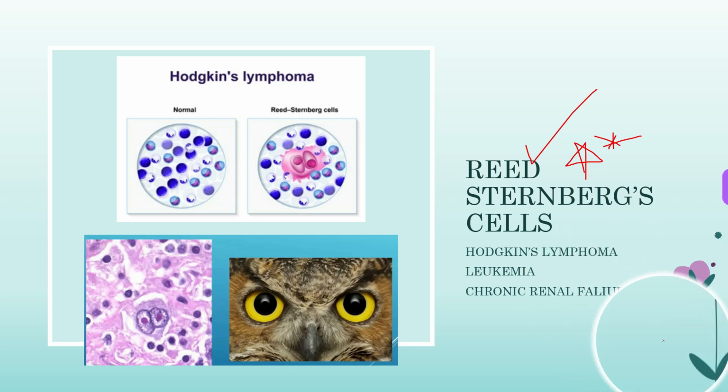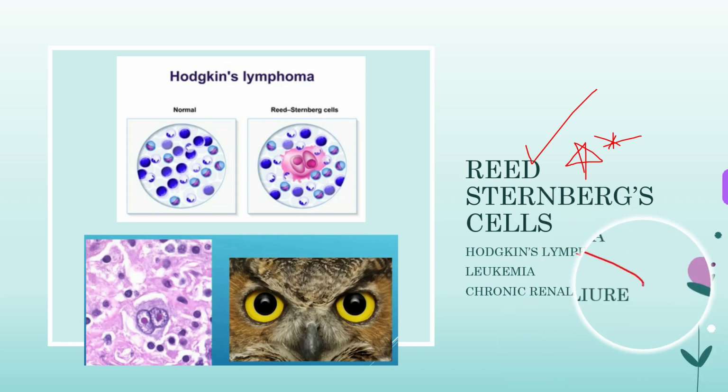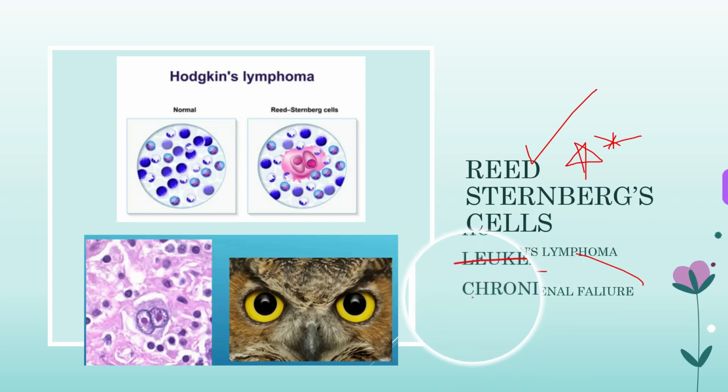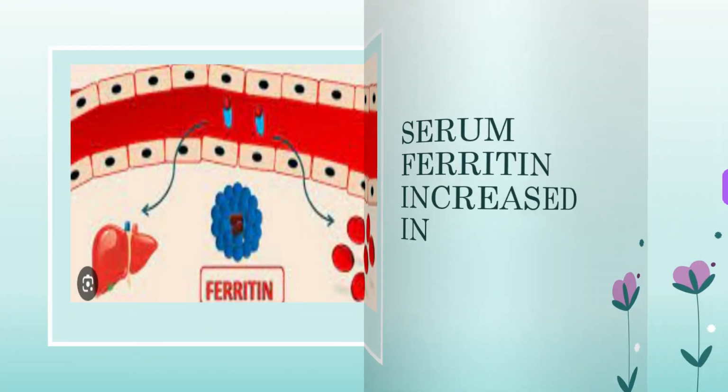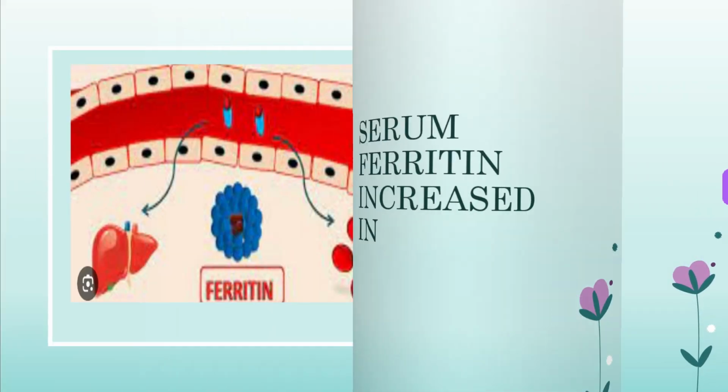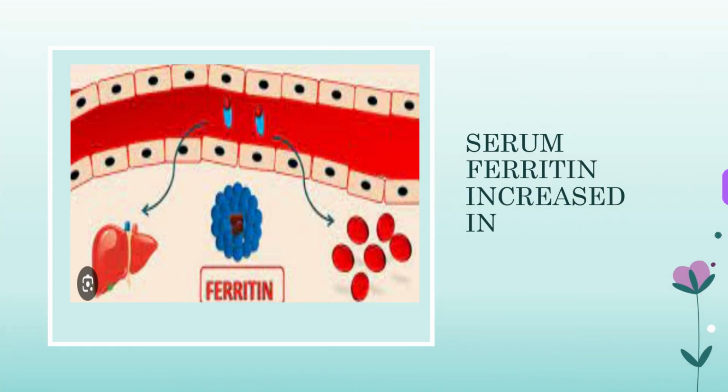Next is serum ferritin. So serum ferritin is increased in leukemia, chronic renal failure and rheumatoid arthritis. Very important. This is very important, that what are the conditions in which serum ferritin is increased? So it is increased in leukemia, chronic renal failure and rheumatoid arthritis.